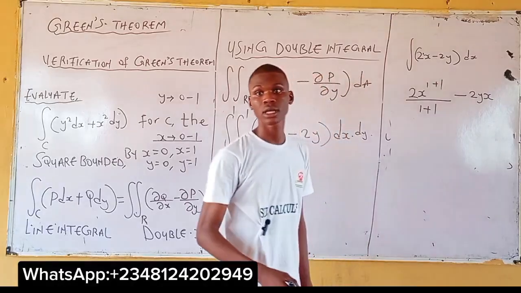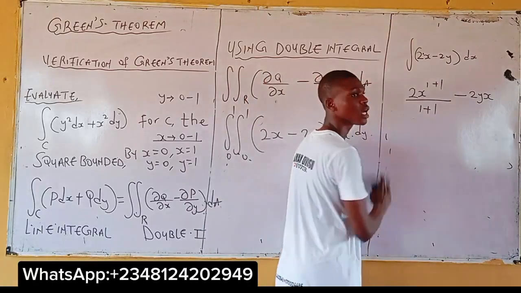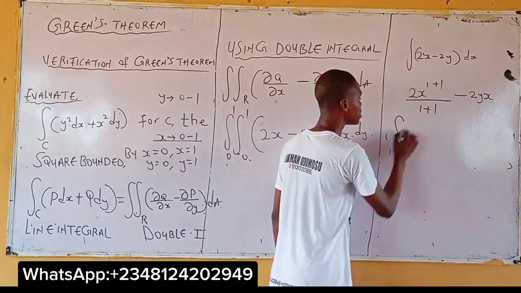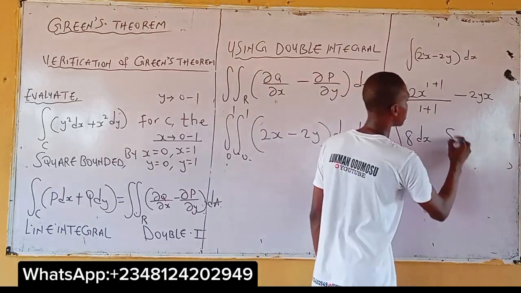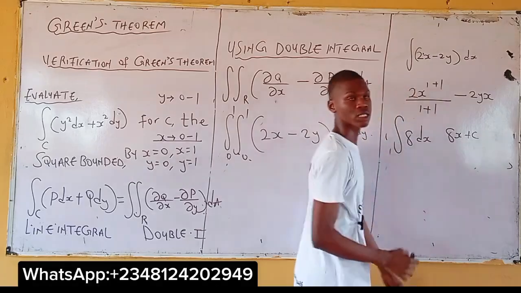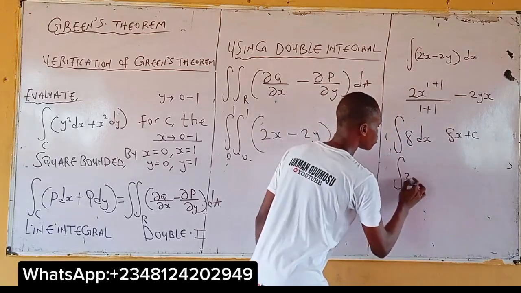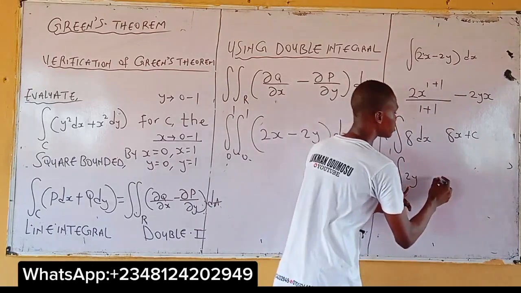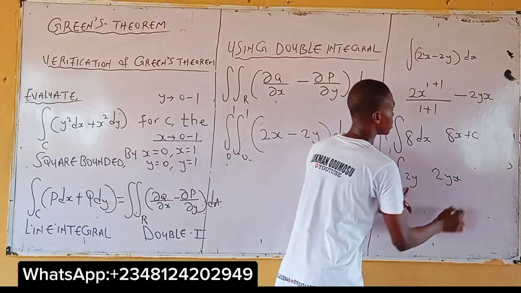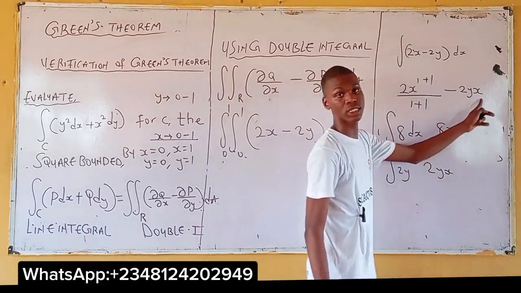Is that correct? Meaning, let's go back to integration class. Let's say you have integral 8 dx. Then your integral becomes what? 8x plus c. Similarly, when we have integral 2y, you can relate this as what? Constant. Meaning, your new integral, that's 2yx, and that's what we did here.